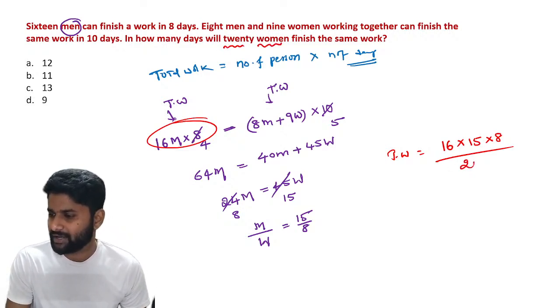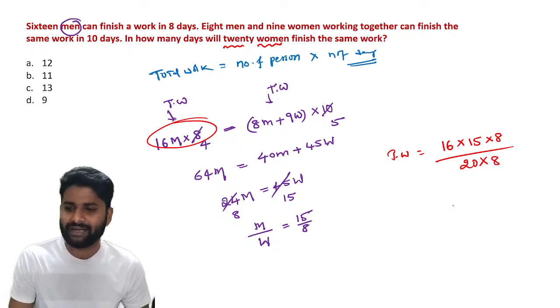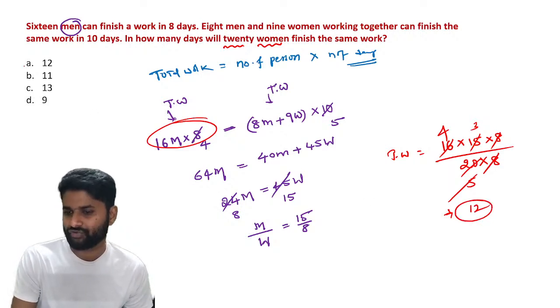So here 20 women. What is the women's efficiency? 8 units per day. How much time does it take? 8 cancels. 4 fours, 4 fives, 5 threes. So 4 into 3, it takes exactly 12 days.